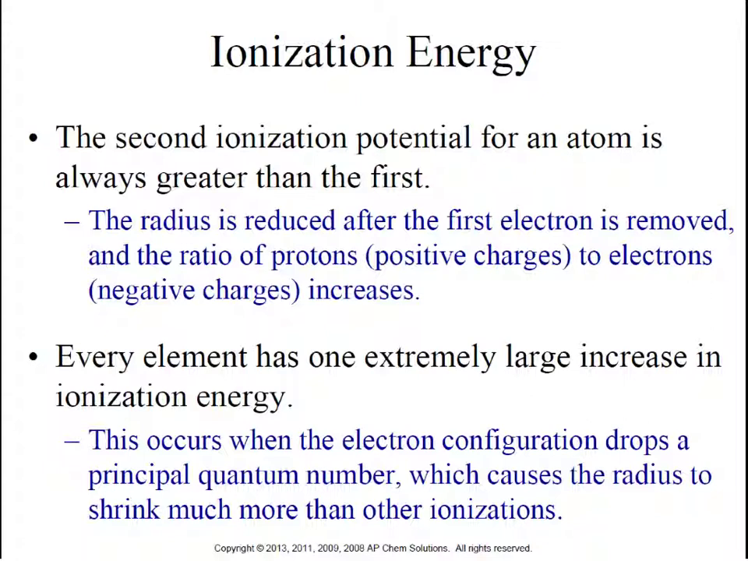So every element has one extremely large increase in ionization energy. Something like calcium that wants to lose 2 electrons loses its first one with pretty low ionization energy, and then it can lose its second one with also fairly low ionization energy. But once it's lost those 2, its third ionization potential is going to spike. It's going to go way up because it is happy. It is now isoelectronic with argon, and it doesn't want to lose any more electrons.